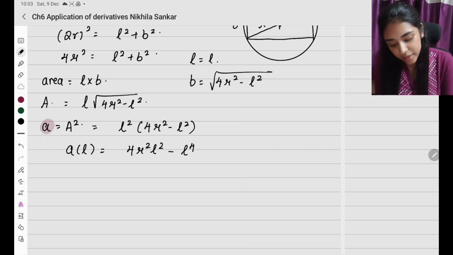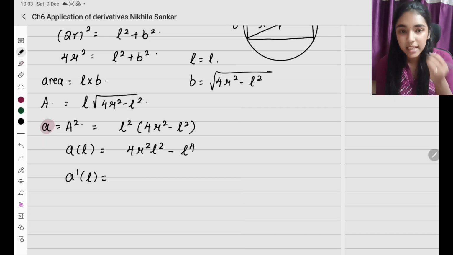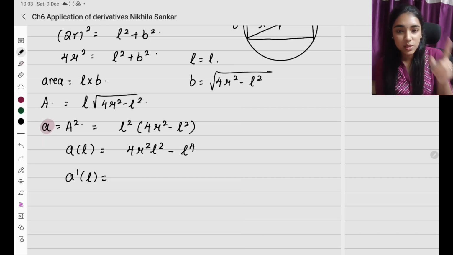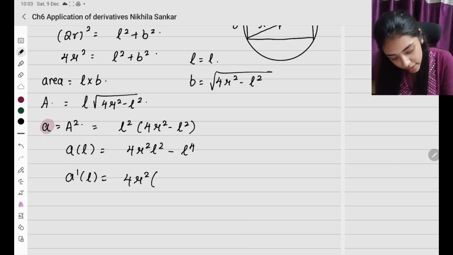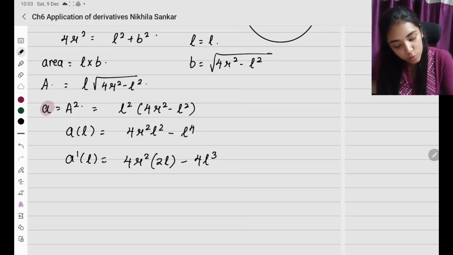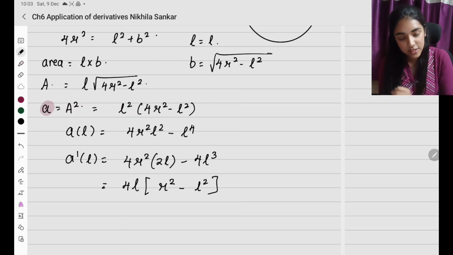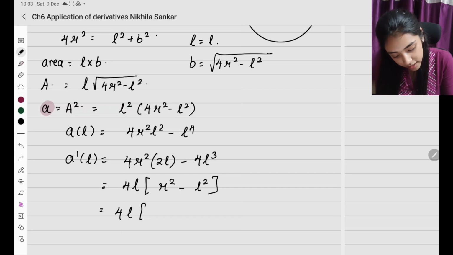Okay. Now, I have A dash of L is going to be, the radius of the circle remains a constant. The length is the only variable that we have here. So I have 4r square, and differentiating L square, I have 2L, minus L power 4 differentiated, I have 4L cube. So what can I take common? 4L common. What is remaining inside is r square minus L square. Okay. So this is 4L times r plus L into r minus L.